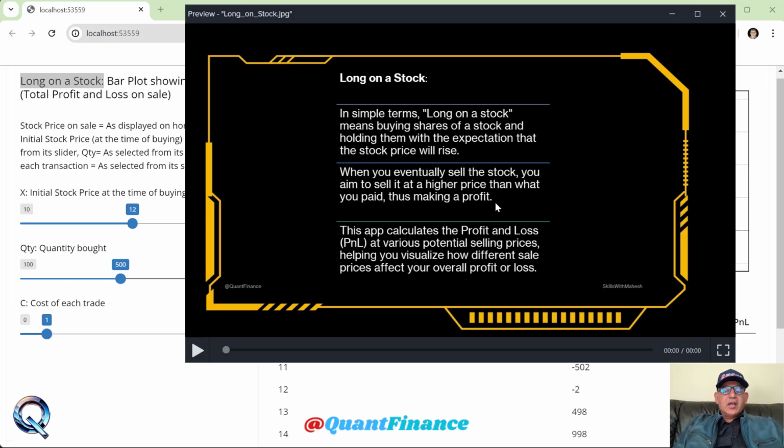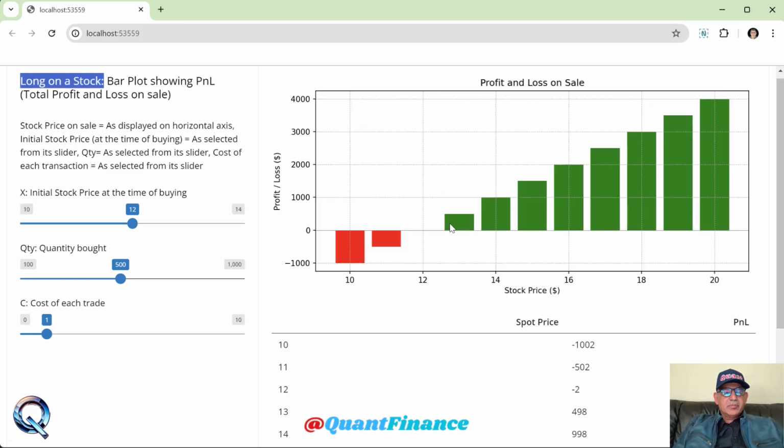So this app calculates that profit or loss depending upon how and when you sell it at various sale prices. What is the profit and loss? This app is computing that.